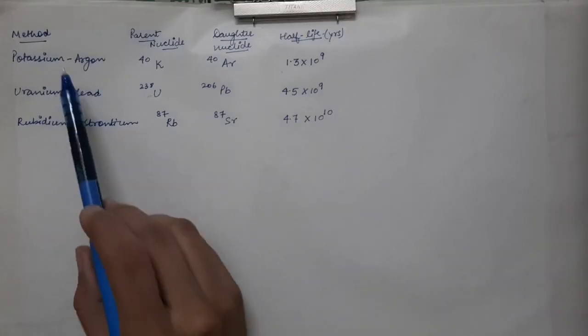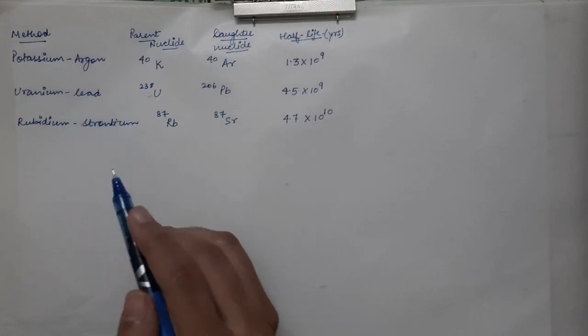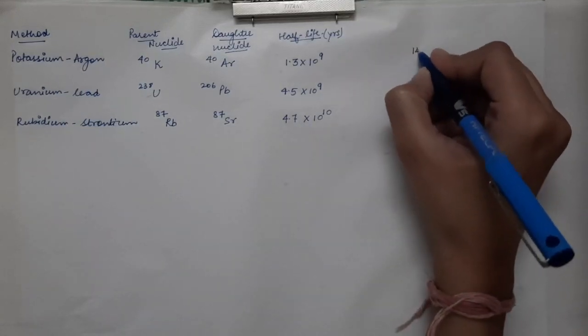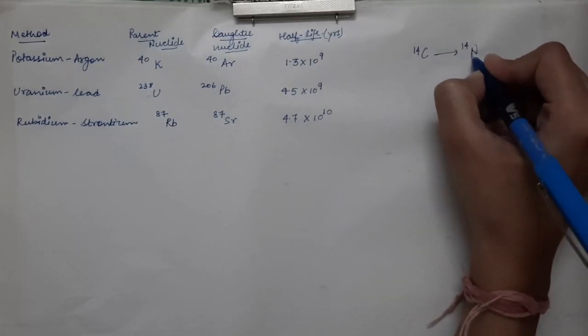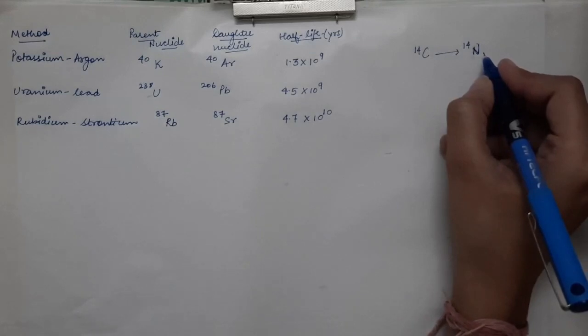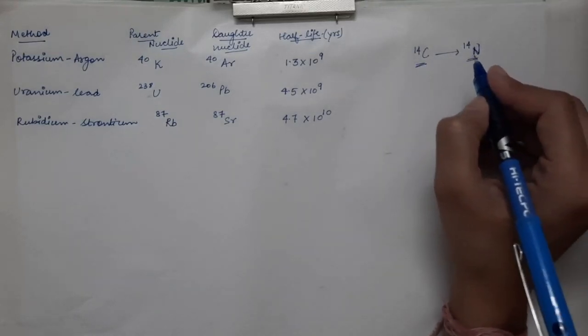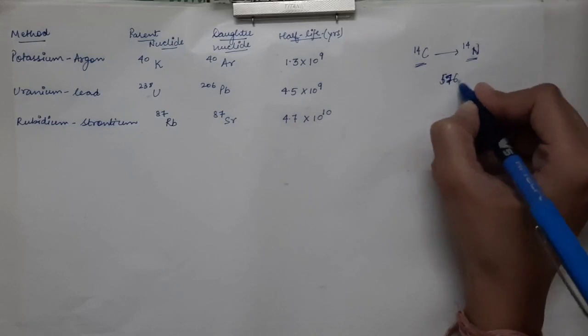The first method is the potassium argon method. Now in the case of radioactive carbon, it decays into nitrogen 14. So this was the parent nuclei and this was the daughter nuclei, with a half-life of 5760 years.